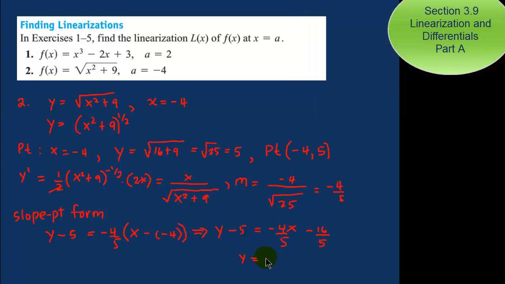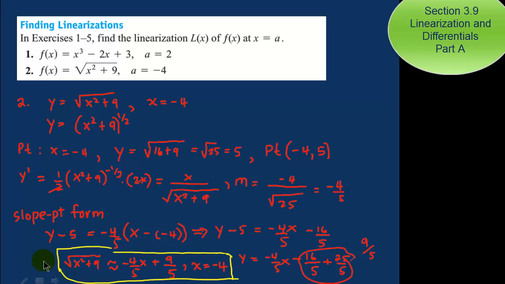And the rest would just be a matter of combining. So y would be equal to negative 4 over 5 x minus 16 over 5 plus 25 over 5, so that we can get the common denominator. And that leaves us with the linearization. When we add these two together, what we'll get would be a positive 9 over 5. So the square root of x squared plus 9 is approximated by the line negative 4 over 5 x plus 9 over 5 at the point where x is equal to negative 4. We've got our linearized version right here to approximate the square root of x squared plus 9.